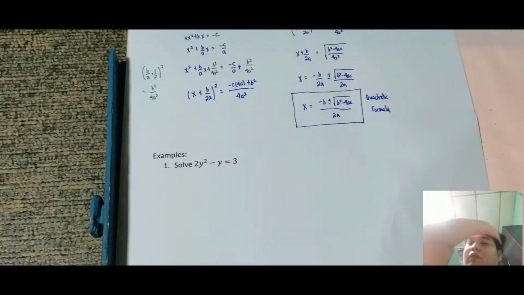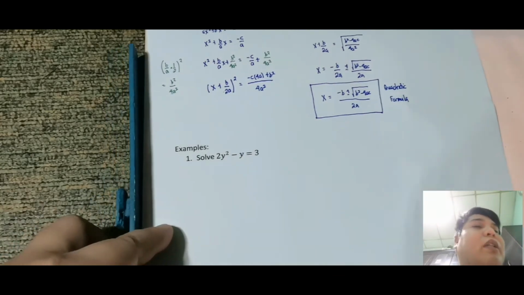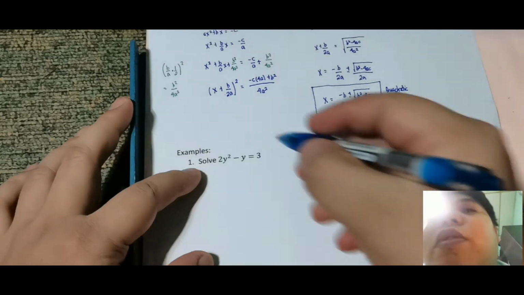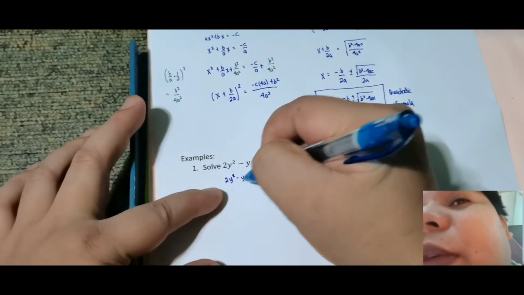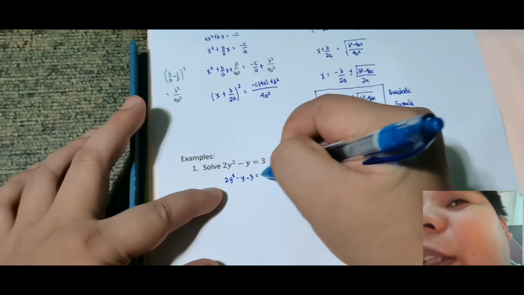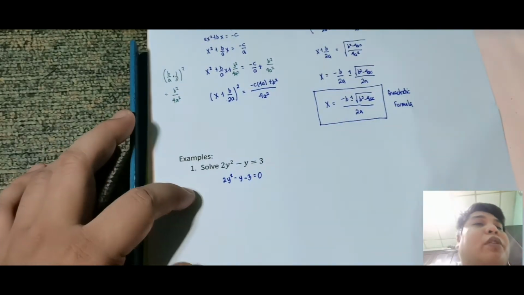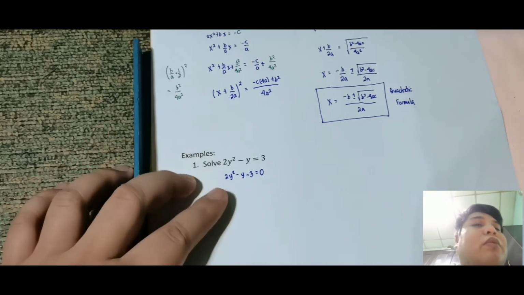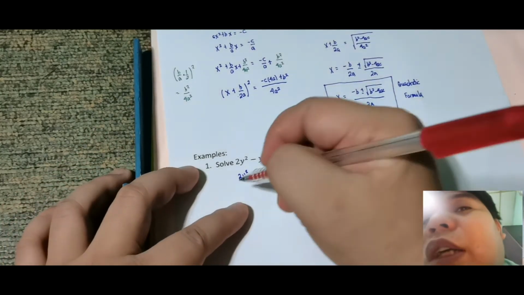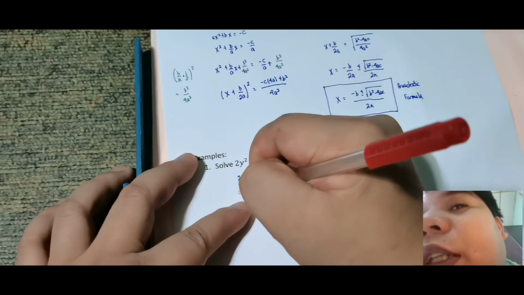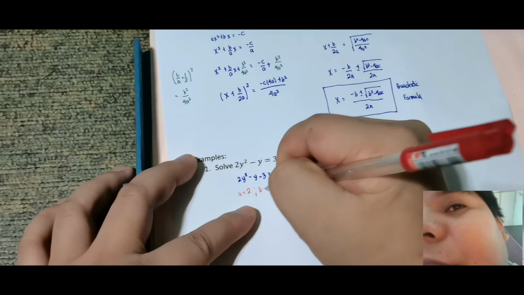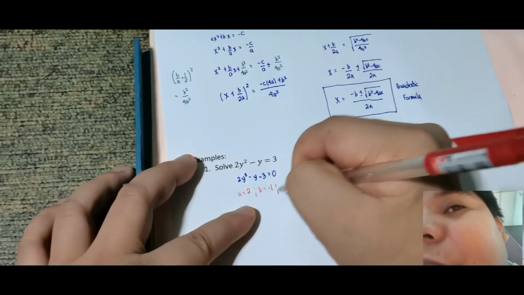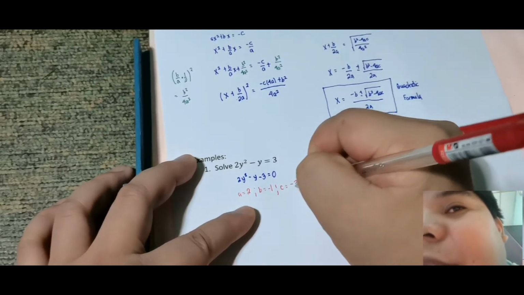Example, solve 2y squared minus y is equal to 3. Unang gagawin is gawin natin siyang standard form. So, this is 2y squared minus y minus 3 is equal to 0. Kunin mo yung mga coefficient. A is equal to 2, tama? B is equal to negative 1. And C is equal to negative 3.